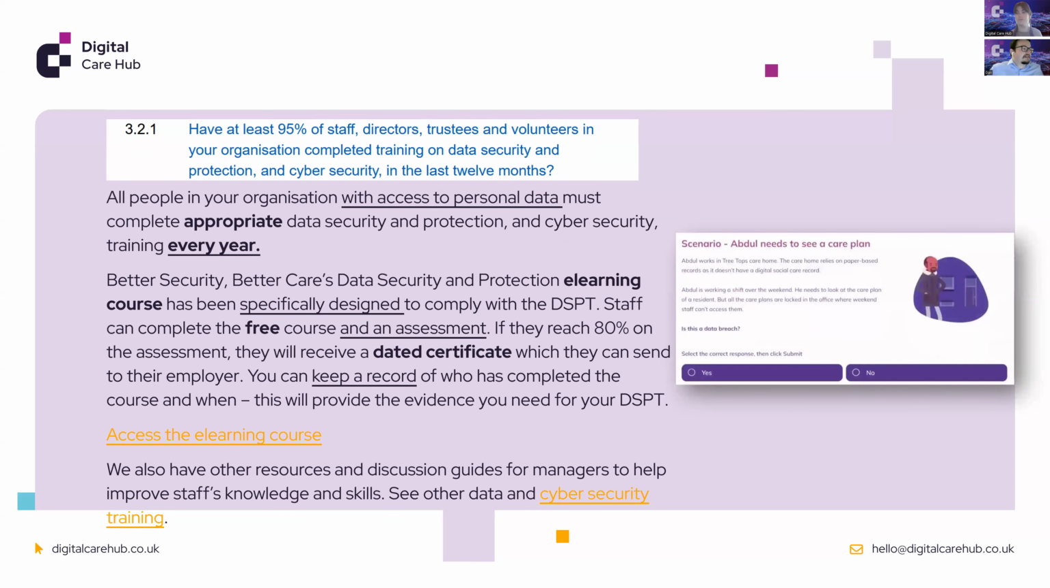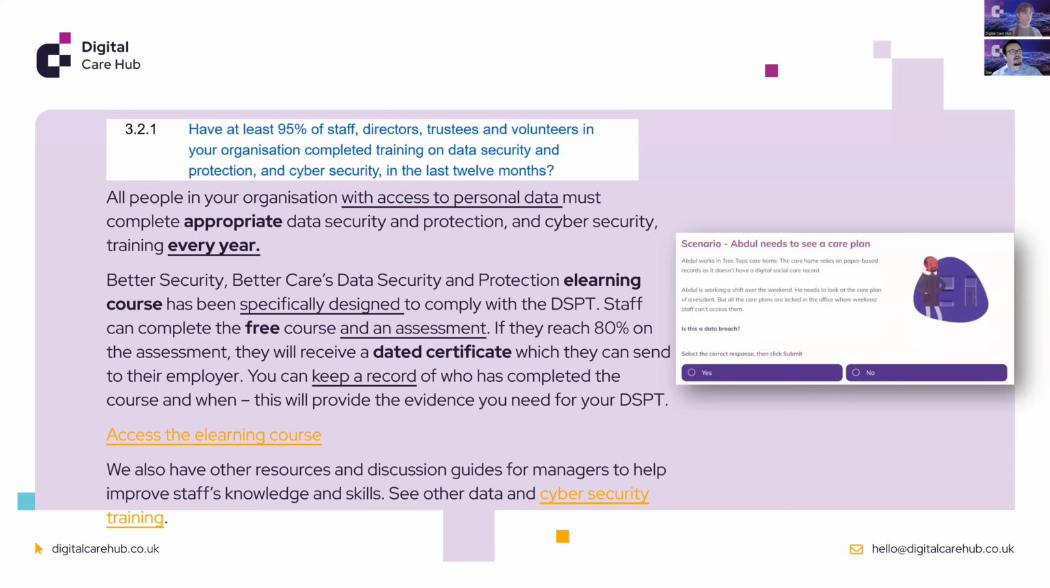And this one is the one that was the most painful for the longest time for everyone, because it's such a high requirement, and it's to have at least 95% of your staff, directors, trustees and volunteers in your organization complete training on data security and protection and cybersecurity in the last 12 months. So that's quite a long sentence to work with, but essentially it's asking, for 95% of everyone who works for you, who's got some sort of interaction with sensitive data, have they had the proper type of training on data security? And has it been done in the last 12 months?